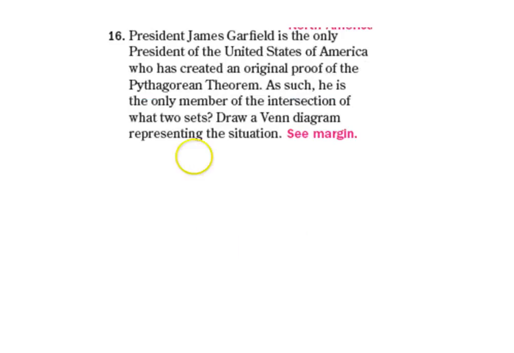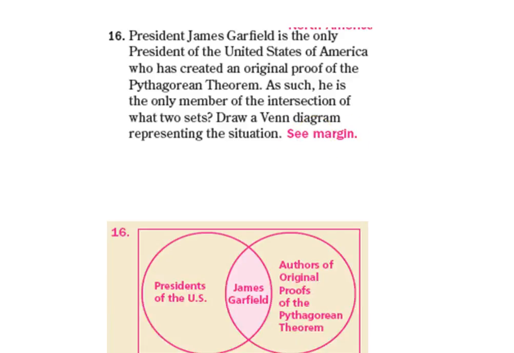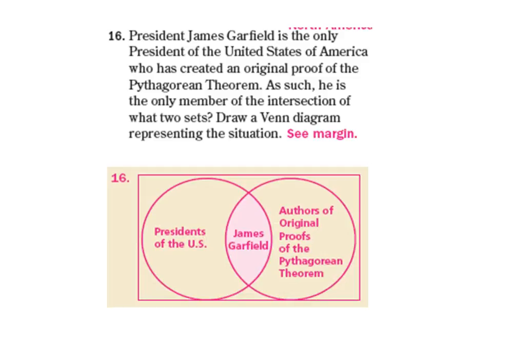Number 16 says that President James Garfield is the only president of the United States of America who has created an original proof of the Pythagorean theorem. So he proved the Pythagorean theorem. As such, he is the only member of the intersection of what two sets, and we're going to draw a Venn diagram to represent this situation. Again, it says C margin because that's where the answer was in the book, and I'm going to throw that up here right now. Here is the Venn diagram.